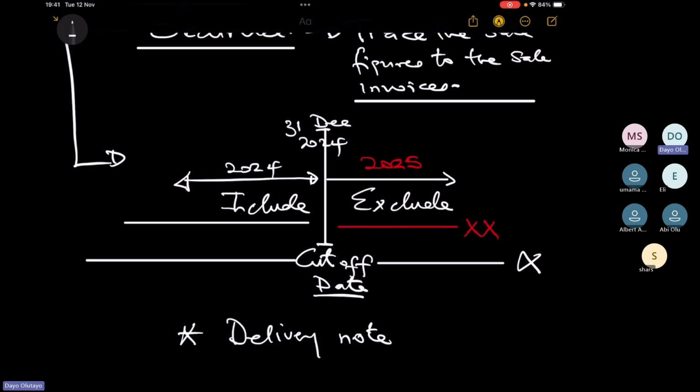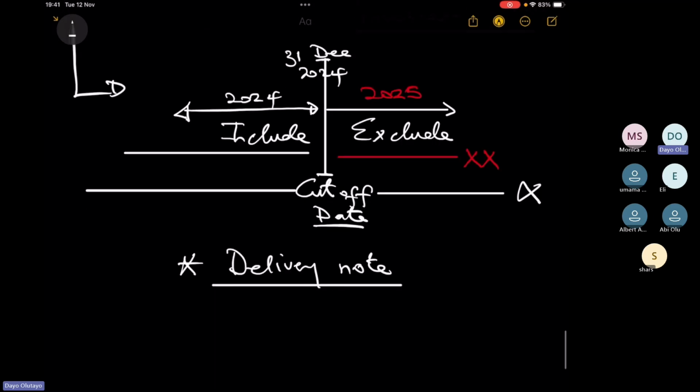Right. So the delivery note is what you get when you have delivered an item. When I'm selling an item, immediately I deliver to you, I have made sales. Whether you have paid or not is not a problem because our payment terms can be 30 days, can be 45 days, so it doesn't matter. The main thing is, do I have a delivery note showing that I've delivered the items?